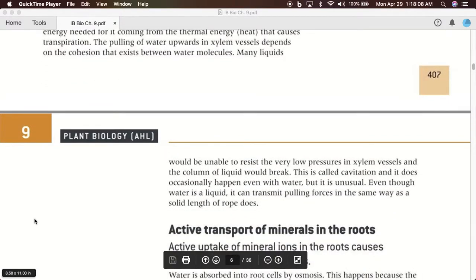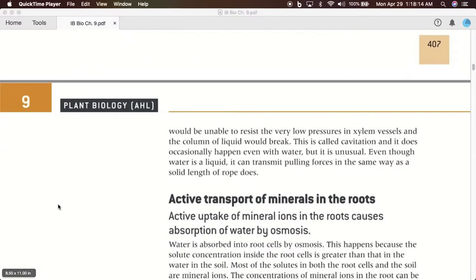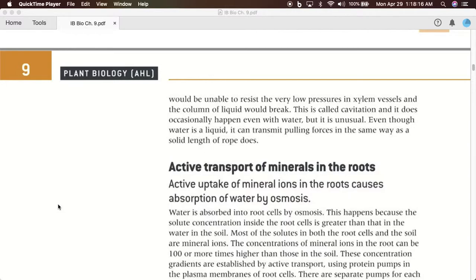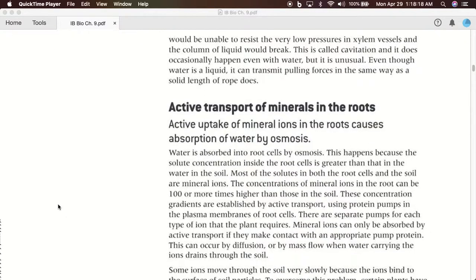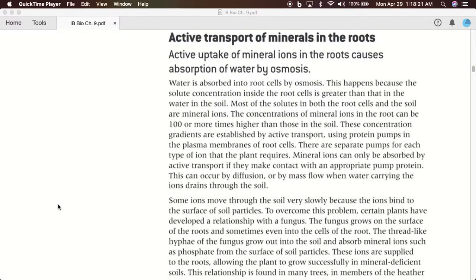And water is unique because it's able to do this without breaking that water column because of its strong cohesive properties. So a reminder, you also need to know lots of properties of water from chapter 2.2. The other thing that they talk about in this chapter is about minerals in the roots, because it's not just water that we need to transport into the plant.